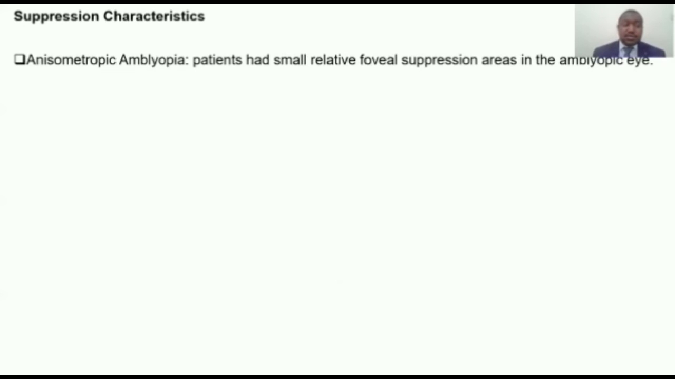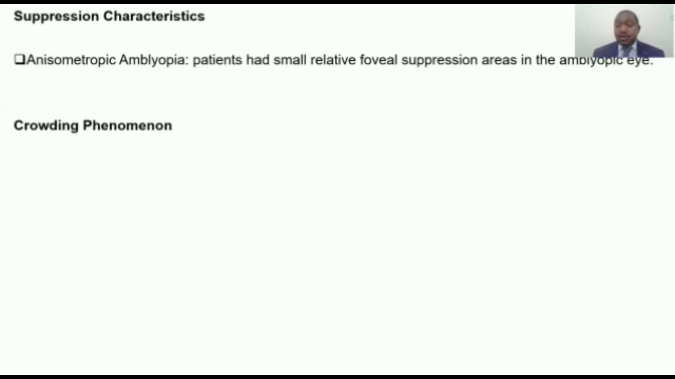Suppression characteristics: patients with anisometropic amblyopia have a small relative foveal suppression area. Most patients with anisometropic amblyopia have a small relative foveal suppression or central suppression.